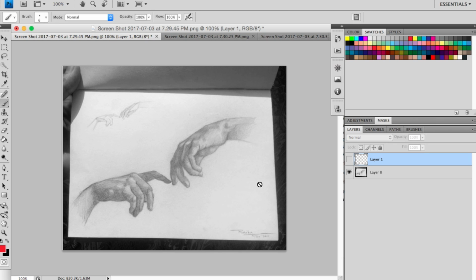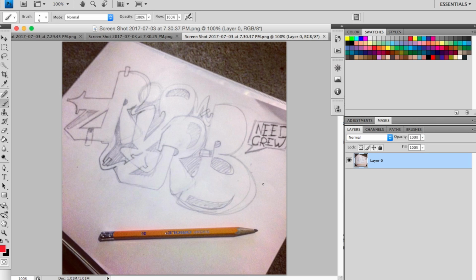This is what we critiqued right here. Absolutely amazing drawing. Now, here we got Rvrb's piece, and not only in the description of his Instagram post, but here in the piece he says, got some new graffiti, man. I'm looking for a graffiti crew.